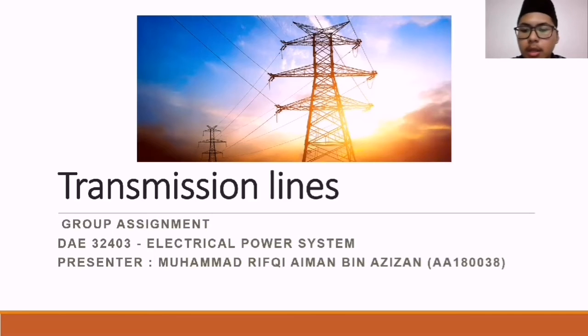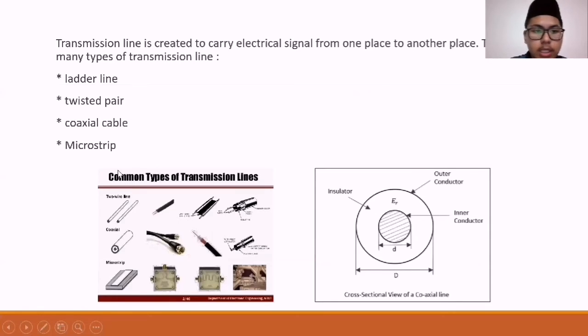Okay, as we all know, a transmission line is created to carry an electrical signal from one place to another by using a pair of electrical conductors. There are many types of transmission line used around the world. Firstly, there are the ladder line, twisted pair, coaxial cable, and microstrip. These are some examples that I took from the internet to show you.